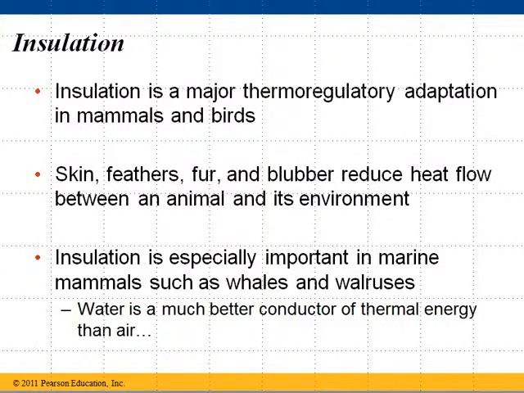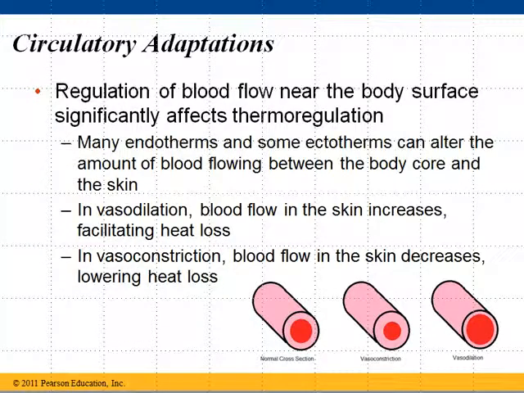Circulatory adaptations are also important for creatures to maintain homeostasis as far as their body temperature is concerned. They can regulate heat loss through regulating blood flow near the body surface. So when we're talking about endotherms and even some ectotherms, they can alter the amount of blood flowing between the inner core of the body and the outer covering of the skin. So you have, at the bottom here, a normal cross-section of a blood vessel. If the animal is cold, it might go through what's called vasoconstriction, where it decreases the blood flow near the skin and helps minimize heat loss.